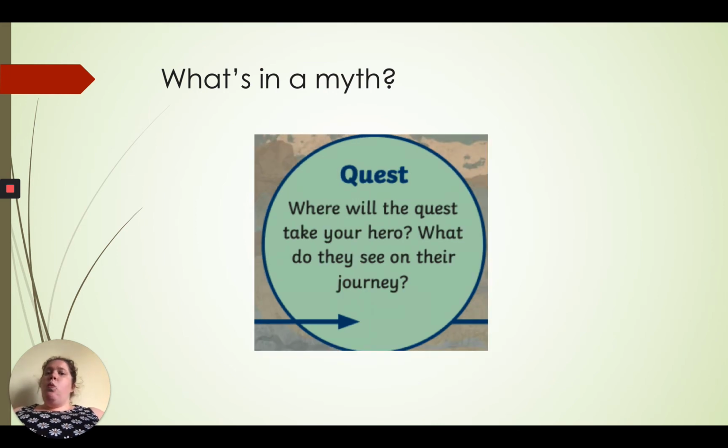Quest. Where will the quest take your hero? They don't get straight to the dilemma. They go on a journey, an odyssey. So there's going to be problems in that journey. What's going to happen? What do they see? What do they do on their journey? Do they meet any creatures? Do they meet any mythical creatures? You could make up some creatures, couldn't you?